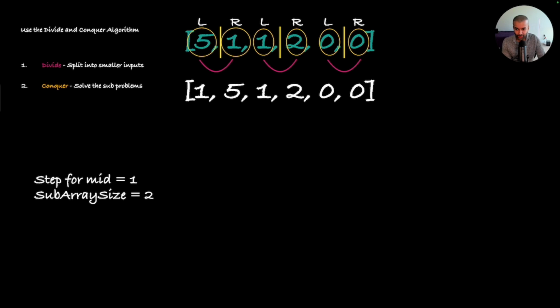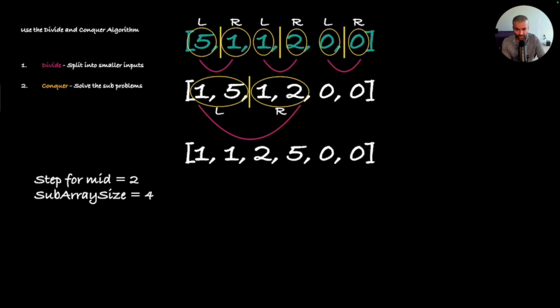In our next iteration, notice we are going to multiply our step by 2. So step from mid changes to 2, and our subarray becomes of size 4. What this means is when we put our step from mid here, we know that everything to the left of this has already been sorted by the previous step, and everything to the right of this subarray has been sorted by the previous step. So in this step, we're going to take the left and right side, and we are going to conquer them. We're merging them, and notice we have 1, 1, 2, 5. Also notice we're not messing with the last two elements because they're of size 2, and they are not of size 4.